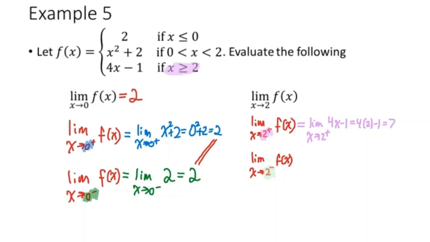When x approaches 2 from the left, we are slightly smaller than 2, which means we are looking at the middle condition. So as x approaches 2 from the left, f of x behaves like x squared plus 2, which is the equation associated with that condition of 0 is less than x less than 2. And if we use direct substitution, we get 6 as our left-hand limit. So here, our left and right-hand limits are not equal, which means our two-sided limit does not exist.